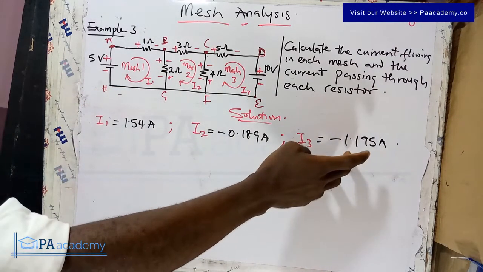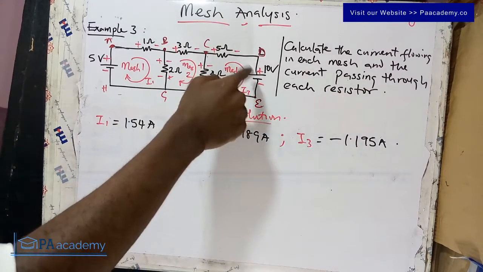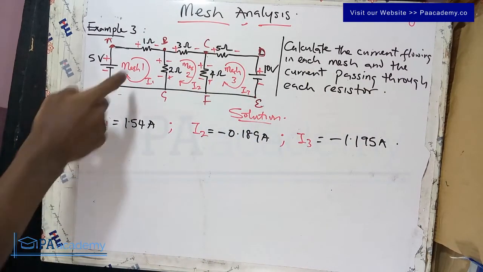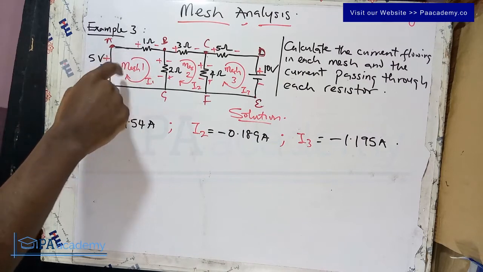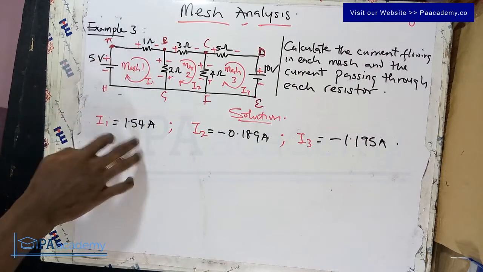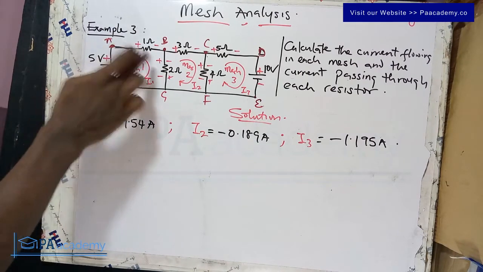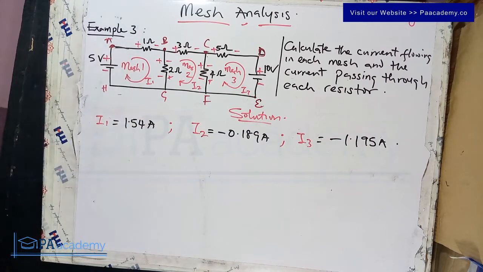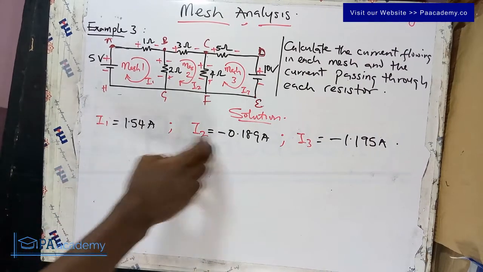Same thing applies to i3. So that means the current is flowing in anti-clockwise direction. But for i1, we assumed the current is flowing in clockwise direction, and we got a positive answer. That means our assumption is correct. So that's the value for i1, i2, and i3.